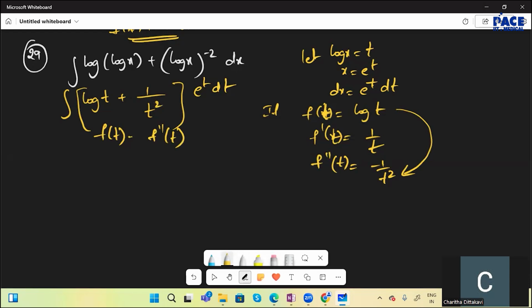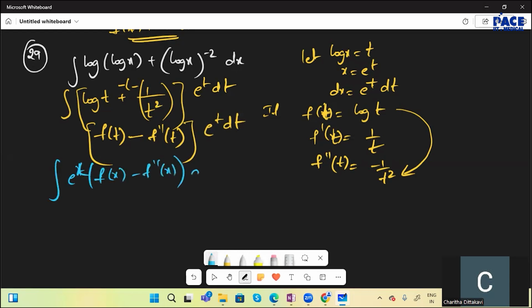So you can take minus of minus 1 by t square. Your minus 1 by t square is your f double dash of t. Clear? So times your e power t dt. Now what is this formula? Do you remember? We have a formula: the integral of e power x, f of x minus f double dash of x dx, is nothing but e power x into f of x minus f dash of x plus c. That is the formula that we are using.